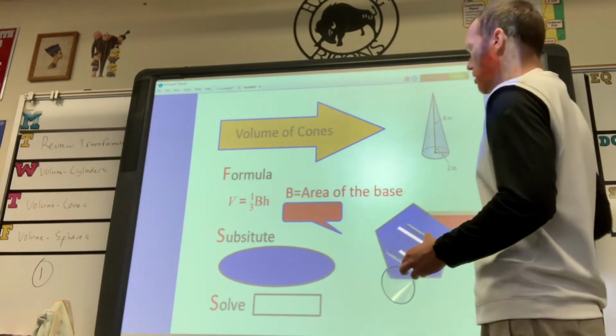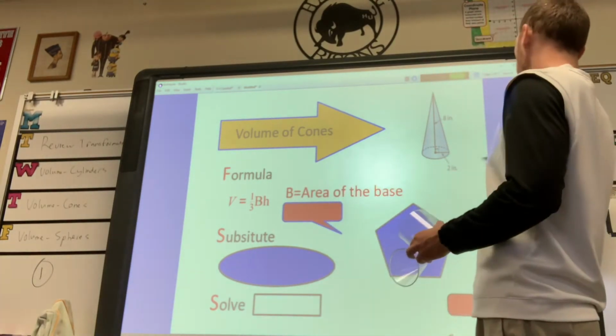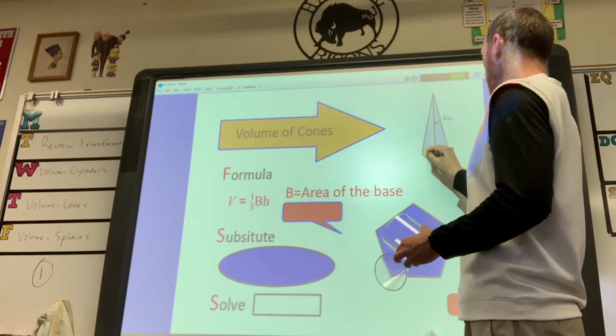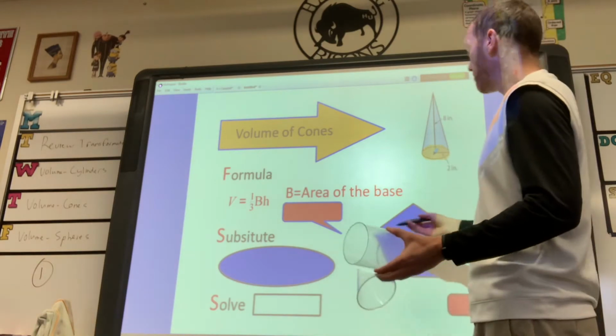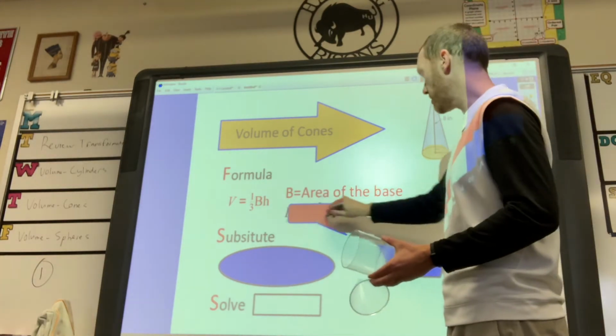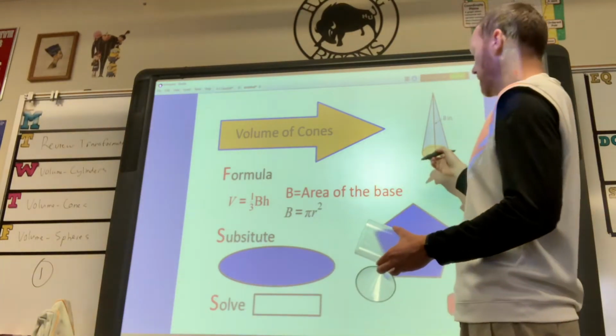Reminders, things you should know. B does not mean base. It means area of the base. And in each situation where you have the area of the base, you need to look at what the base is. The base is a circle. And so to find the area of this particular base, we're going to use pi r squared because that's how you find the area of a circle.